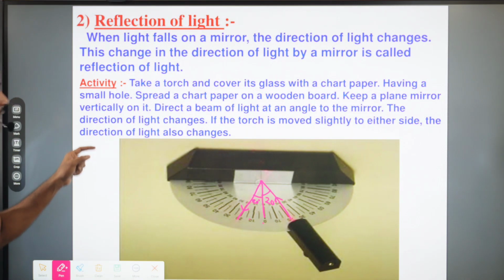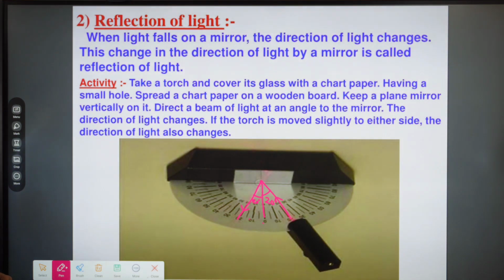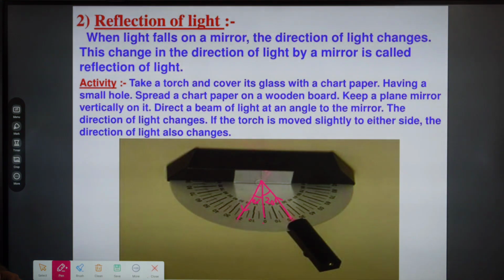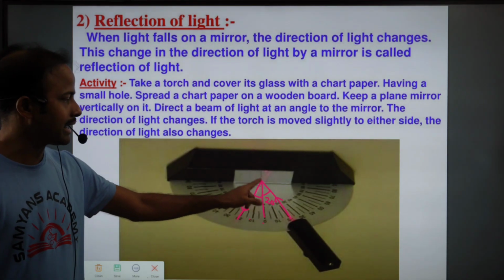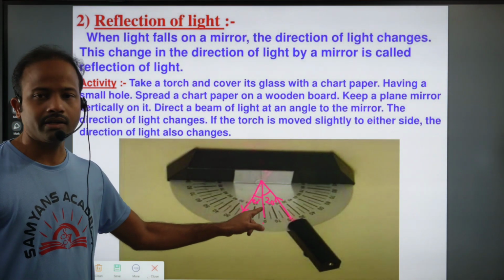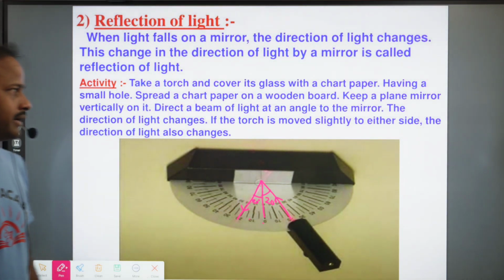Now here we have an activity. Take a torch and cover its glass with a chart paper having a small hole. Spread a chart paper on a wooden board. Keep a plain mirror vertically on it. Direct a beam of light at an angle to the mirror. How much angle are we taking here? 20 degrees angle we are taking, right?